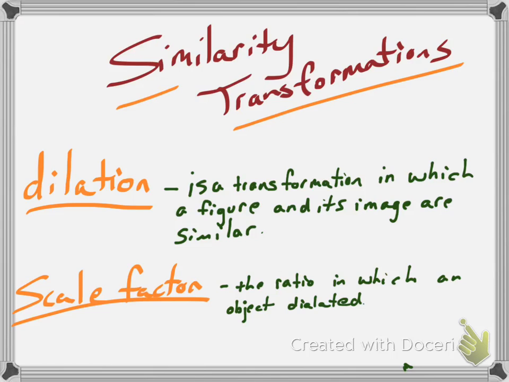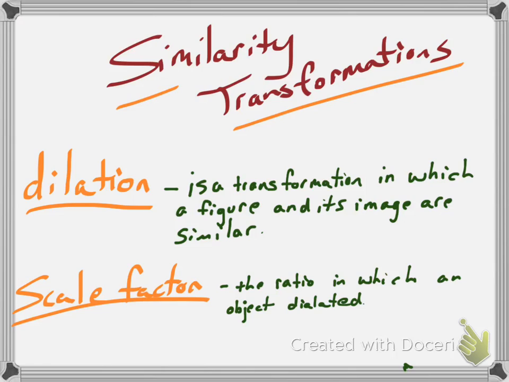Now every time somebody thinks of dilation, they think of getting smaller, or their eyes are dilated or something like that. Well, dilation is not just getting smaller, it's not just getting larger, it's both. It is a transformation in which a figure and its image are similar. So in other words, you're taking the same shape and making it smaller, or you're taking the same shape and making it bigger. Now, all the sides have to change, all the points have to change, the area changes, the volume changes, all on the same scale, because it has to be similar.